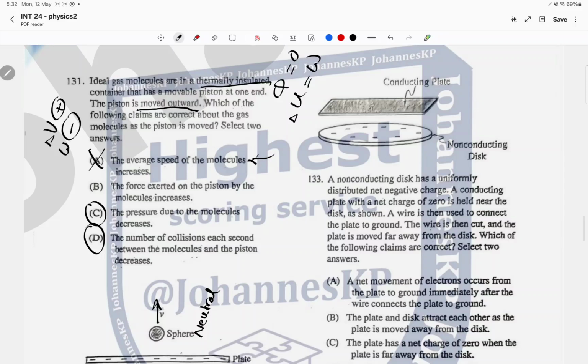Conducting plate, non-conducting disk. Non-conducting disk has uniformly distributed net negative charge. A conducting plate with net charge of 0 is held near the disk. We connect the plate to the ground, correct? Yeah. So all the negatives, okay. The wires then, so look, when the plate is connected to the ground, the negatives will be repelled to the ground. Yeah. So now it's going to be positive because the ground will take all the excess electrons.